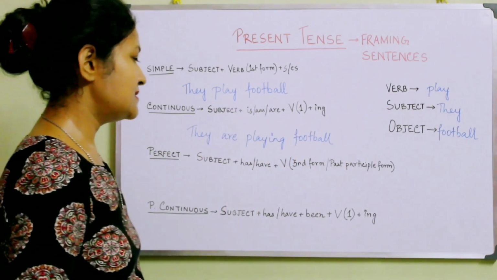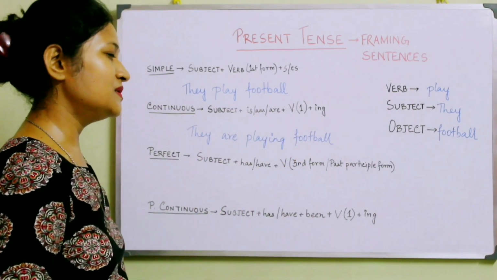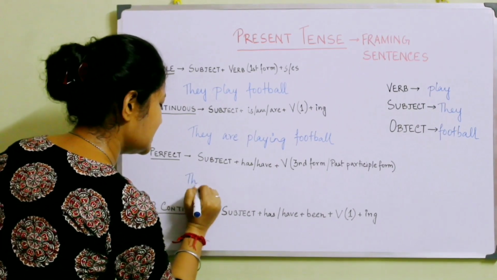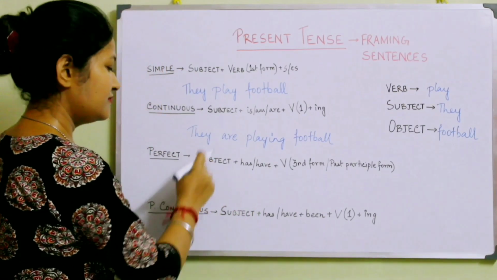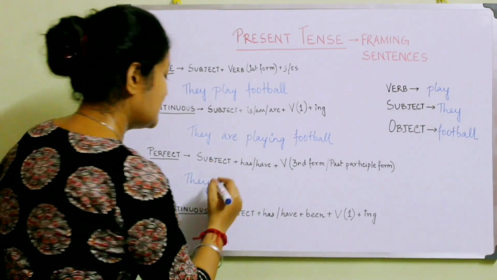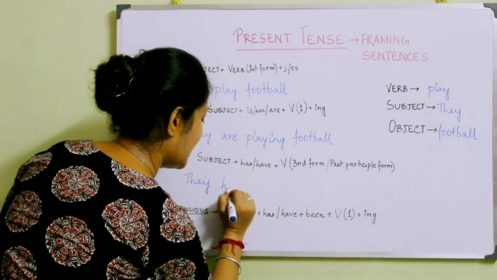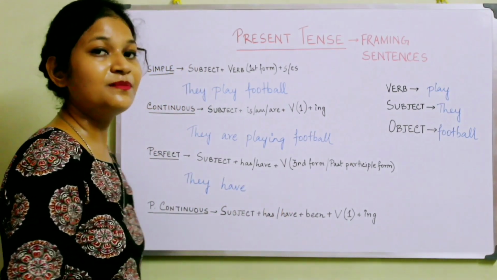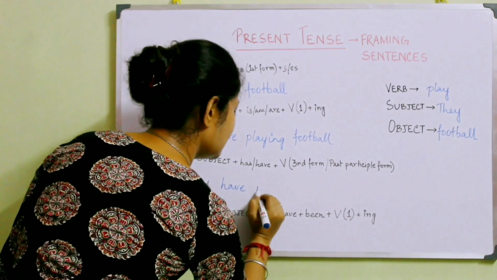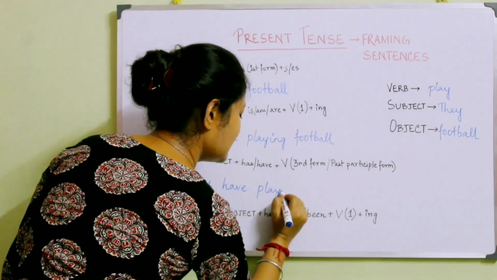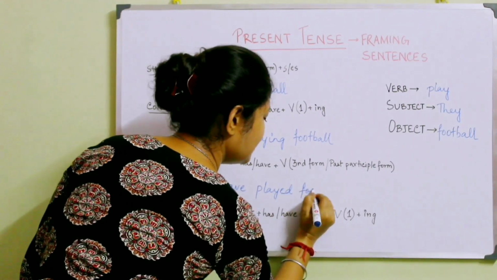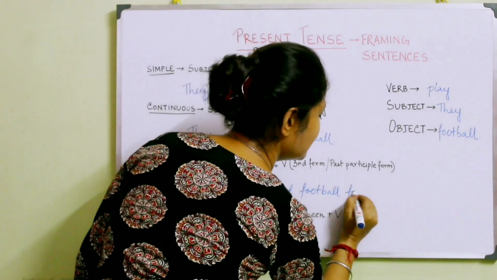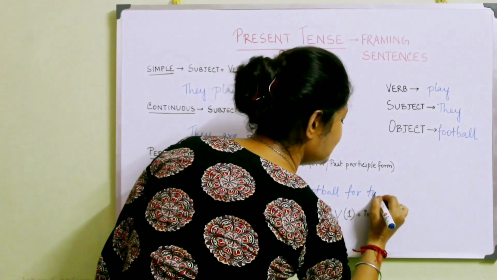Next, the perfect tense. Subject plus has or have, verb in its third form or the past participle form. Subject again is they. Has or have, as it is a plural subject, they have. Verb in its third form, the third form of the verb play is played. Football. For, I'm adding this, 2 years.